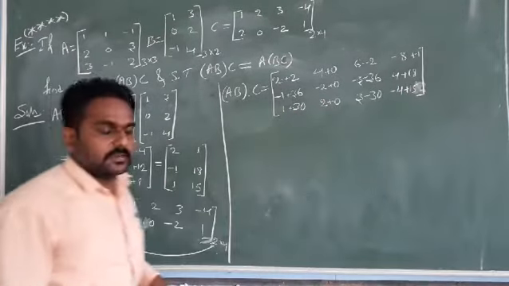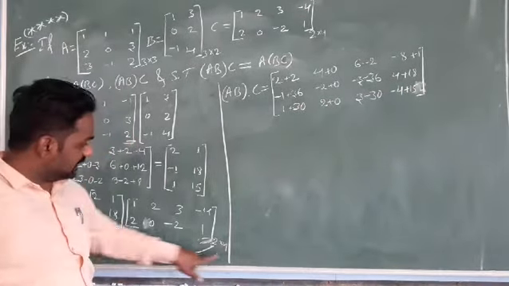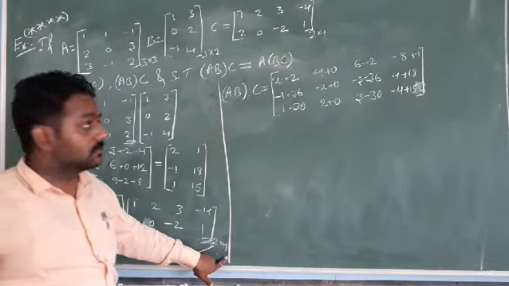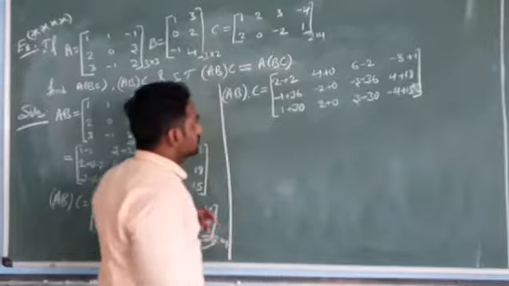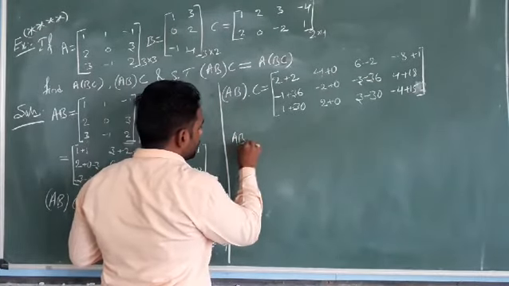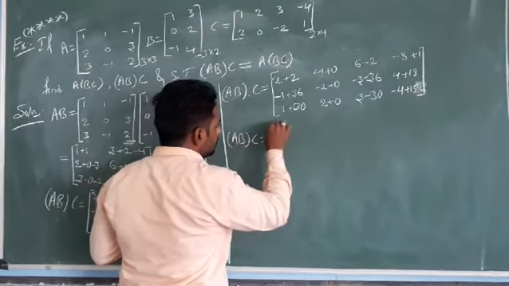Okay. What is the thing here students? You have to obtain the 3 by 4 matrix. Okay, the product. So 3 rows are here and 4 columns. So what is the product? AB into C.